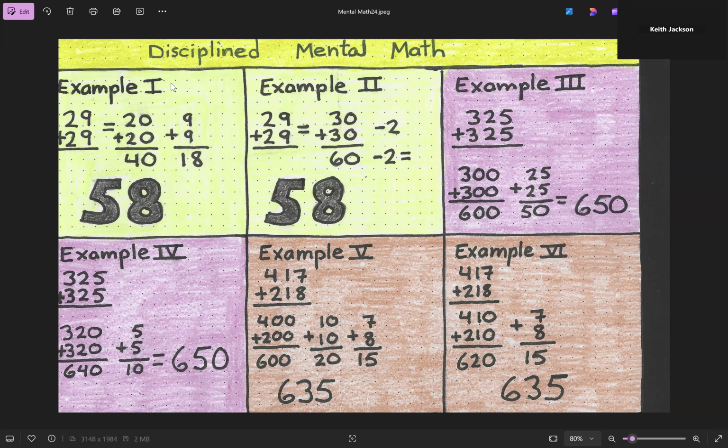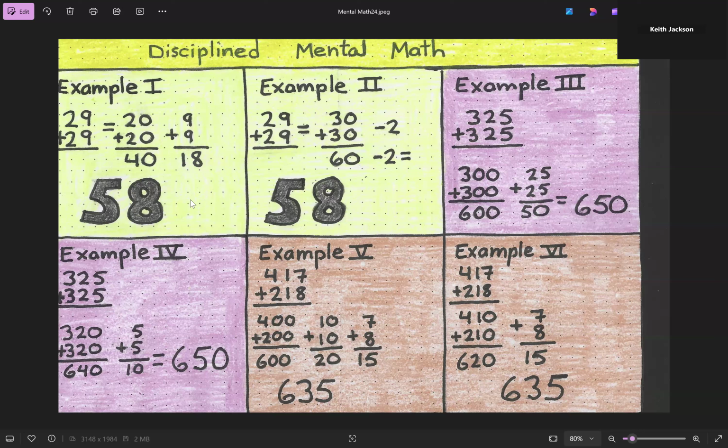Let's take a look at big example one, in which we had 29 plus 29. We can look at 29 plus 29 this way. 20 plus 20 will give us 40. And then we just add 9 plus 9, which would give us 18. And so 40 plus 18 would give us 58.